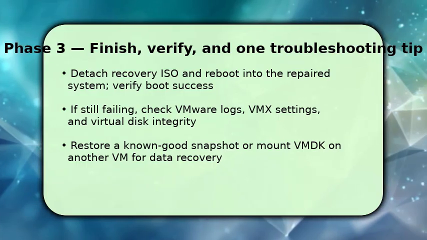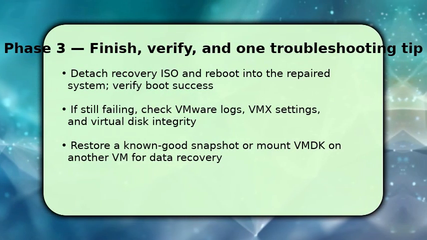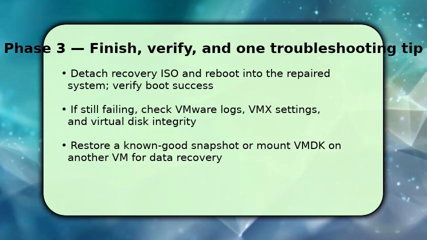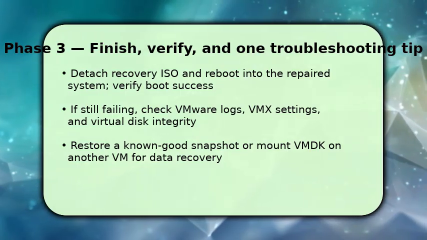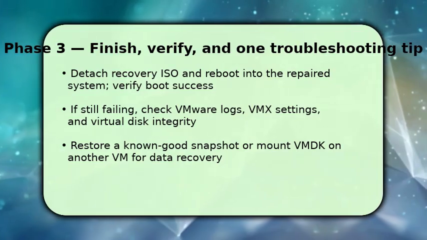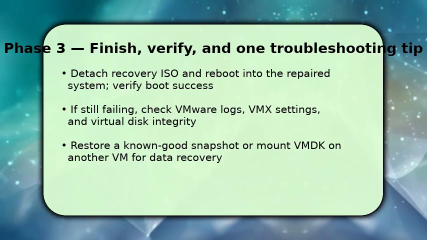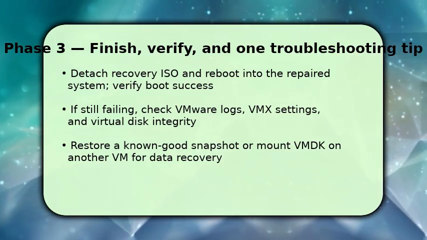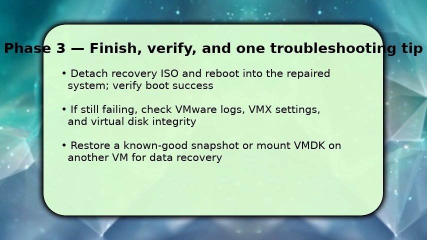If the VM still shows operating system not found, examine VMware logs and the VMX file for misconfigured boot options and verify the VMDK isn't corrupt. As a fallback, mount the VMDK on another VM to recover data or revert to a snapshot if available. One key troubleshooting tip: if changes fail, restore a clean snapshot before further edits to avoid permanent data loss.